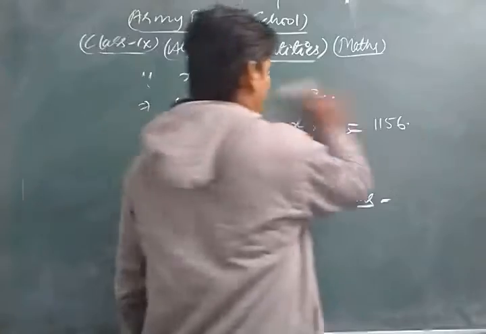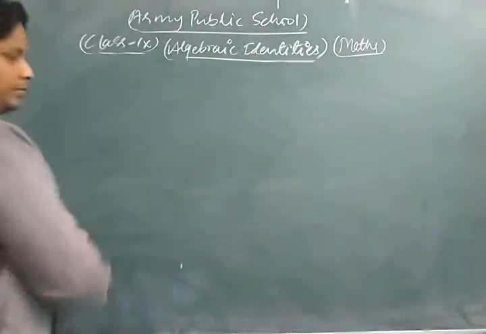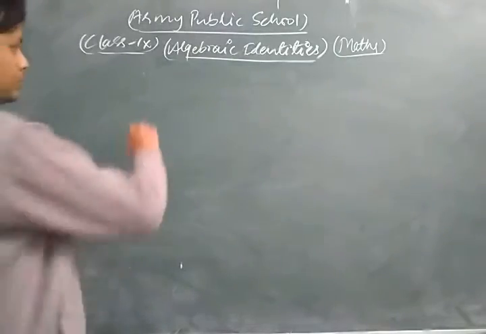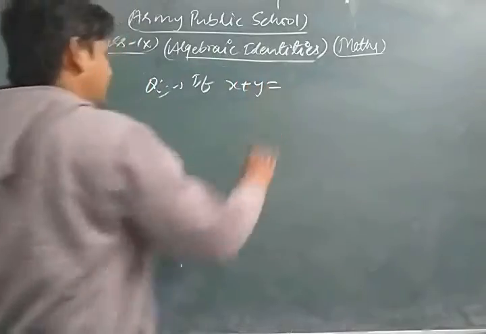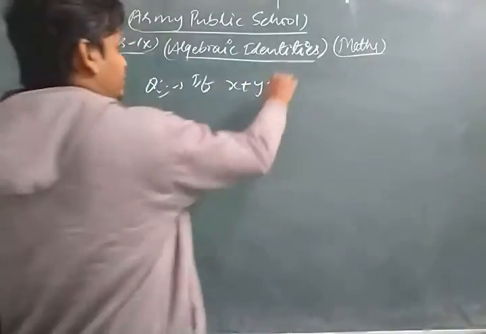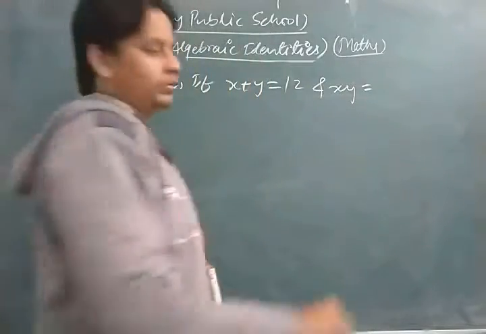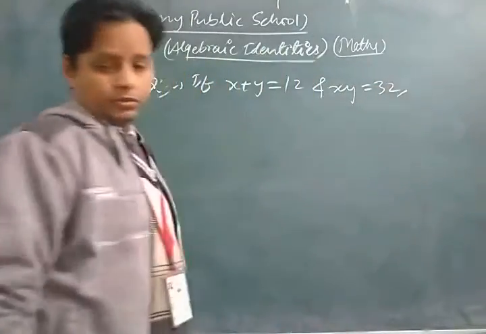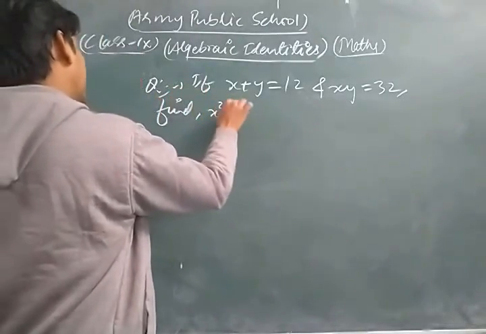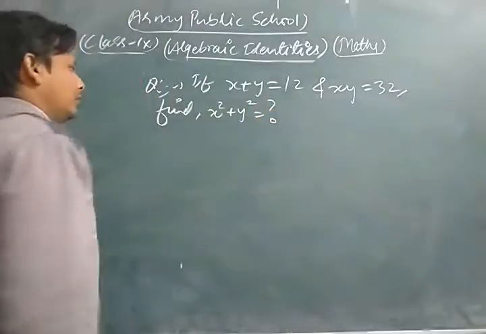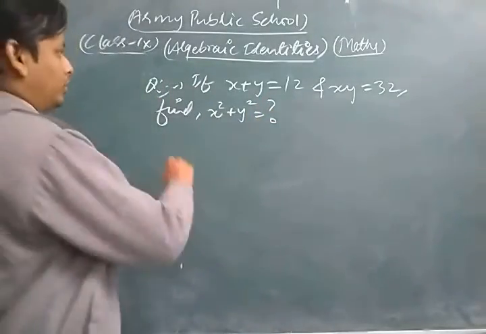Now we take one more question based on some identity. Suppose that question is: if x plus y is equal to 12 and xy is equal to 32, find x square plus y square. Find the value of x square plus y square. Now what I do for that? Now look.